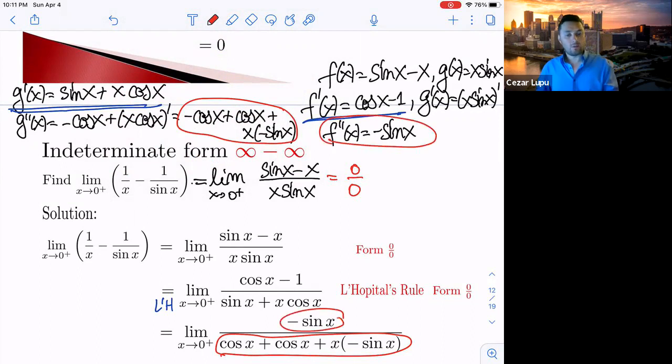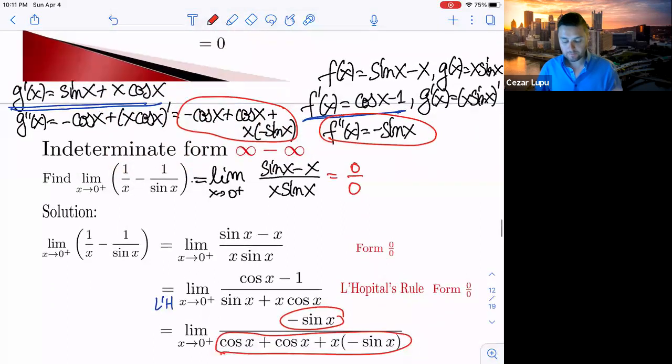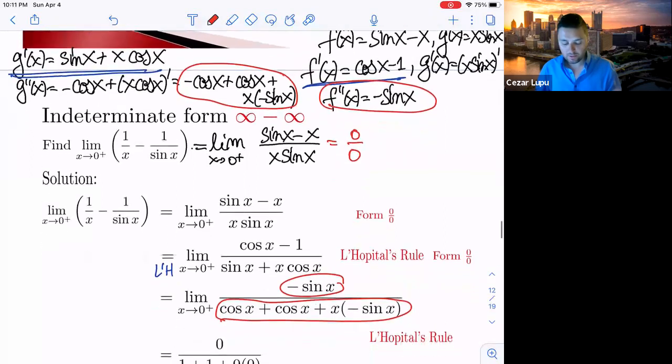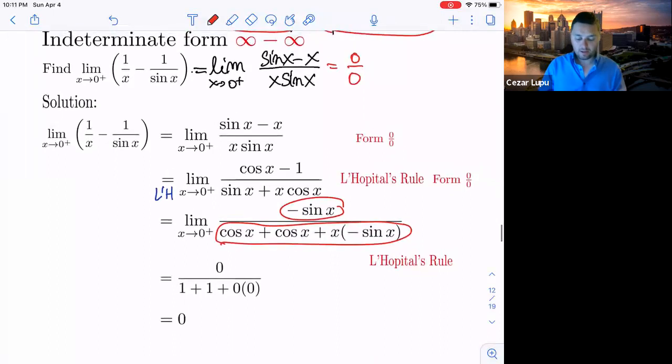All right, one more application of L'Hopital. Right, now we can plug in 0. Let's see. Sine of 0 is 0. Cosine of 0 is 1. So we have 1 plus 1 plus 0. Great. So it will be 0 over 2, which will give us 0. So the limit of this guy is 0.